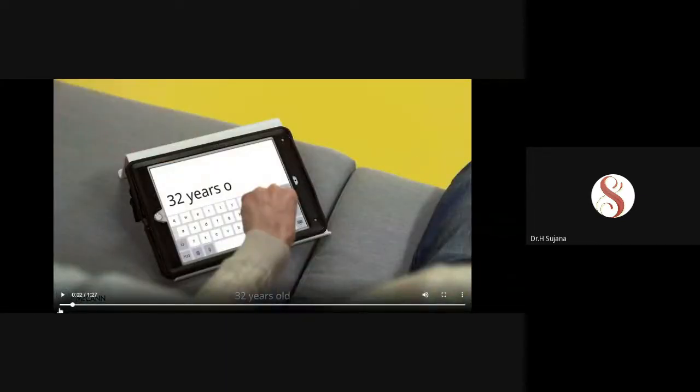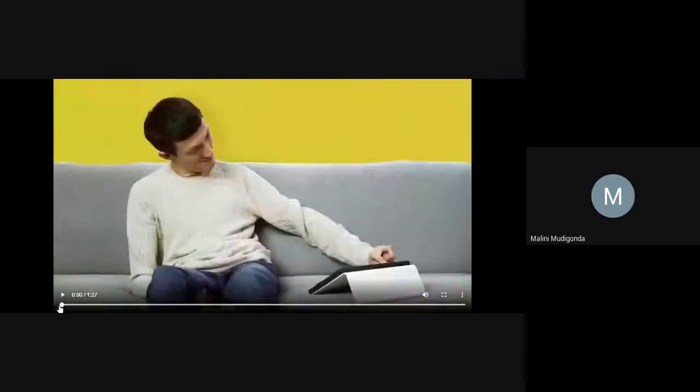Are you able to see the screen? Yes, yes. And the audio, can you hear it? Yes, yes, yes.